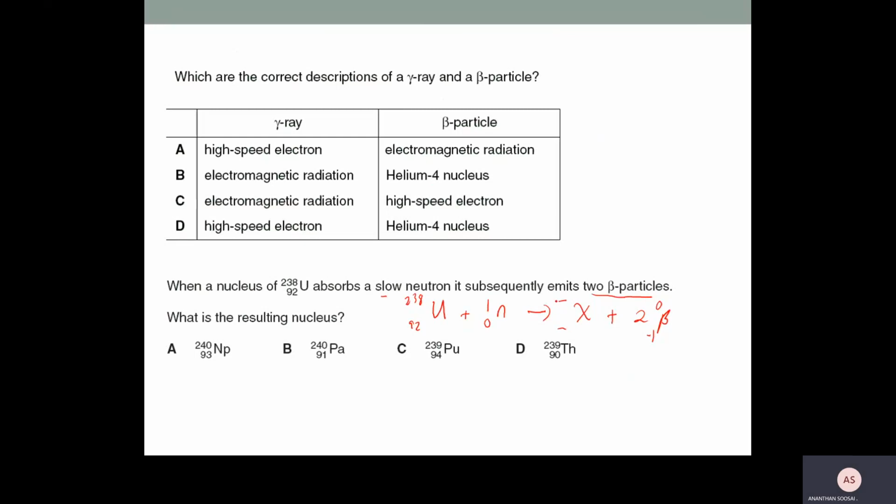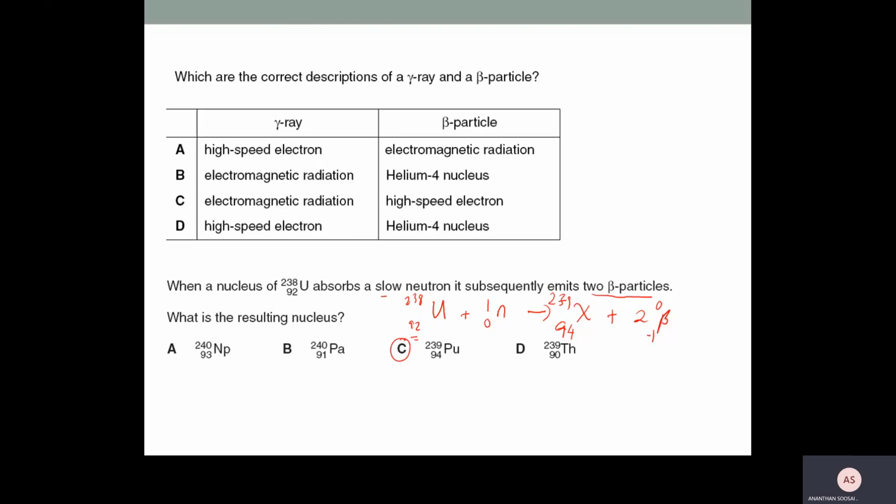So what should the number on top and bottom be? This one should be 94, right? Oh yeah, 94. 2 times -2. 94 minus -2 is 92. Top should be what? 238 plus 1, then should be 239, 1. So C is the answer. Okay.